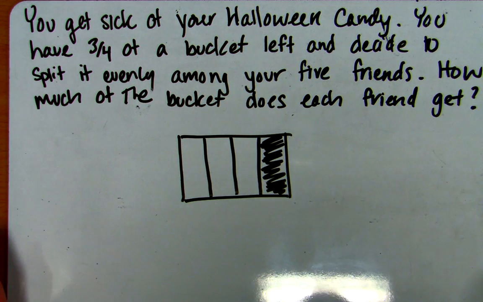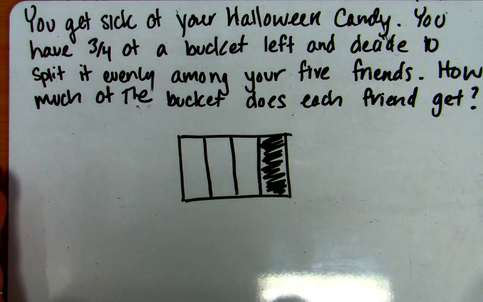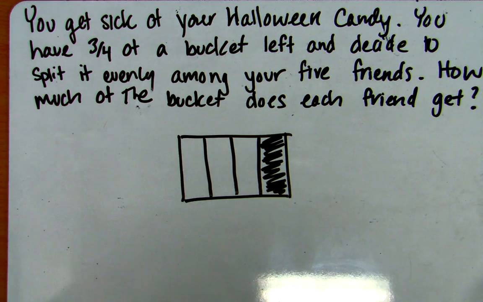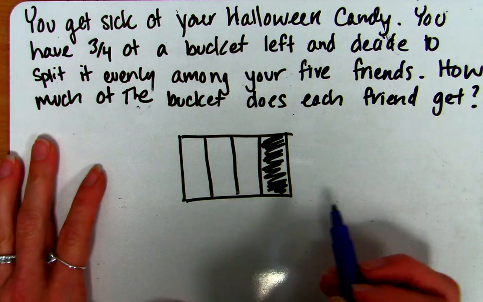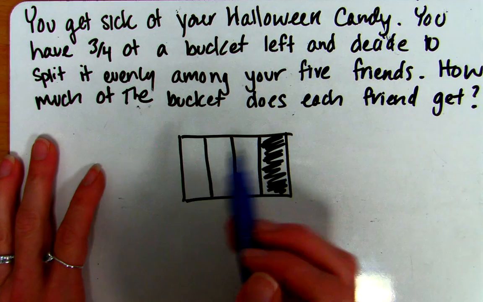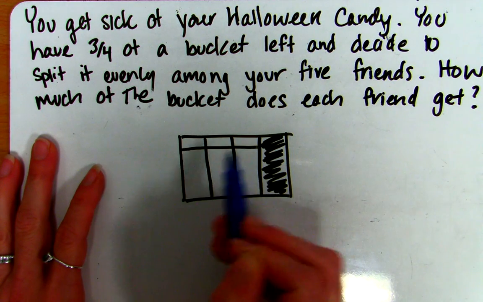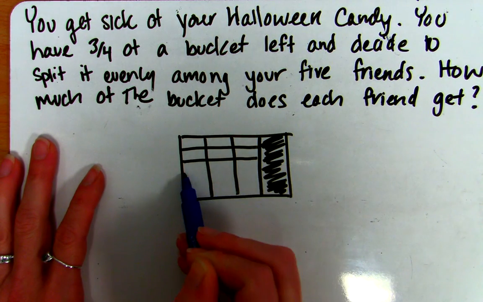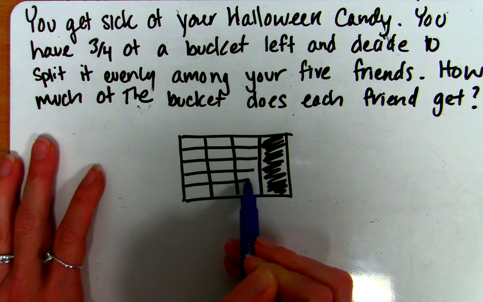Well, here we are. We have 3/4 of a bucket, and I need to split it amongst 5 people. Well, what have we done in the past when we needed to split something into fifths? We've already got fourths, and that doesn't really help. We've got 3 pieces here out of 4. That doesn't really help us because we can't easily take a fifth of that. So let's go across like we've done in the past. 1, 2, 3, 4, 5.